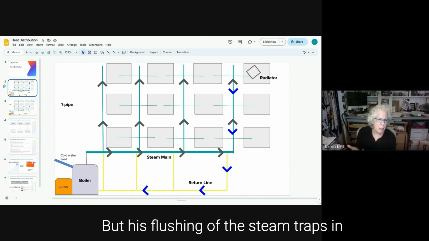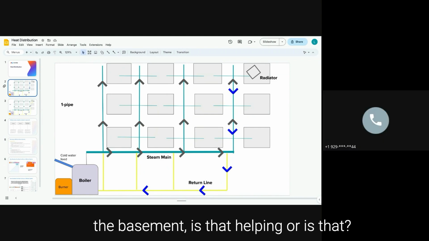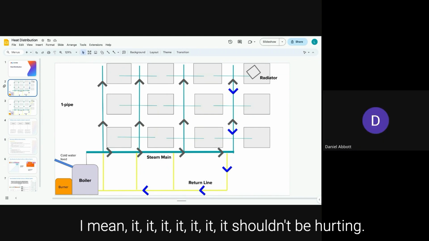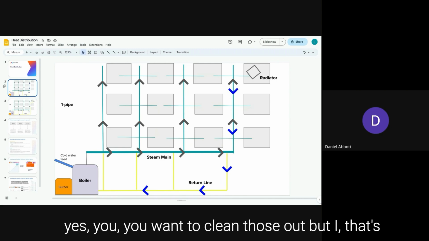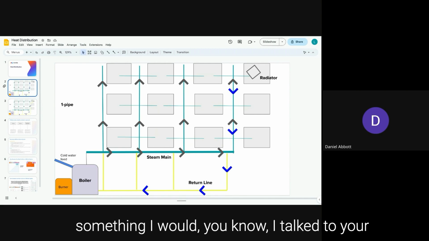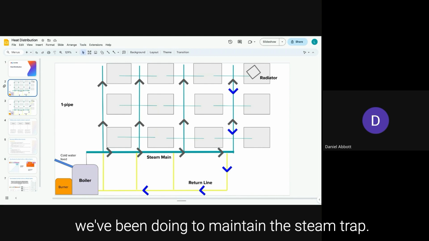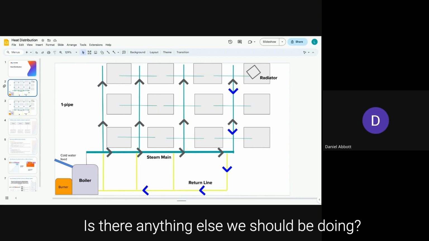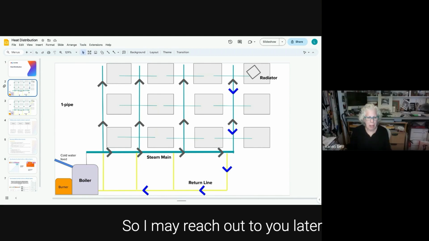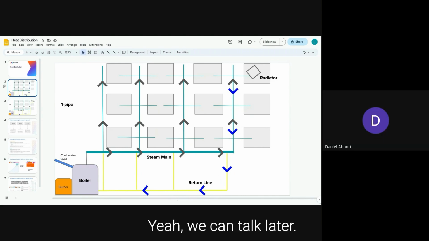But his flushing of the steam traps in the basement, is that helping? It shouldn't be hurting. If they're filled with debris, yes, you want to clean those out, but I'd talk to your boiler service company: hey, this is what we've been doing to maintain the steam traps. Is this what you'd recommend? Are we missing anything? Is there anything else we should be doing? So I may reach out to you later to get a vendor suggestion. Yeah, we can talk later.